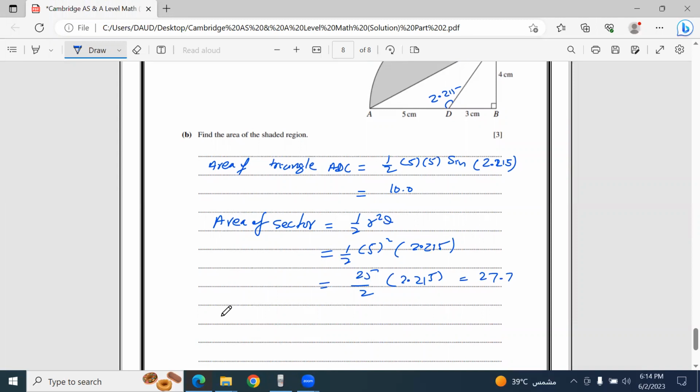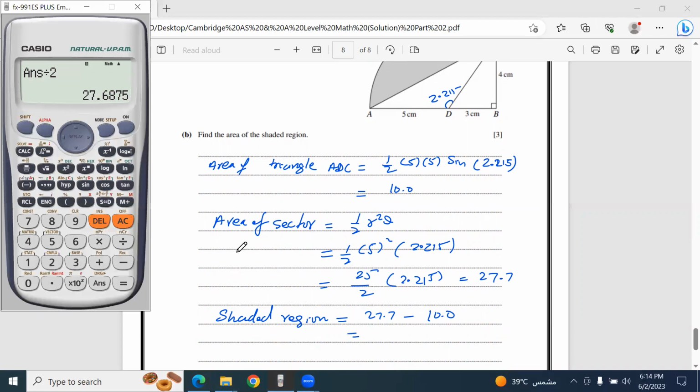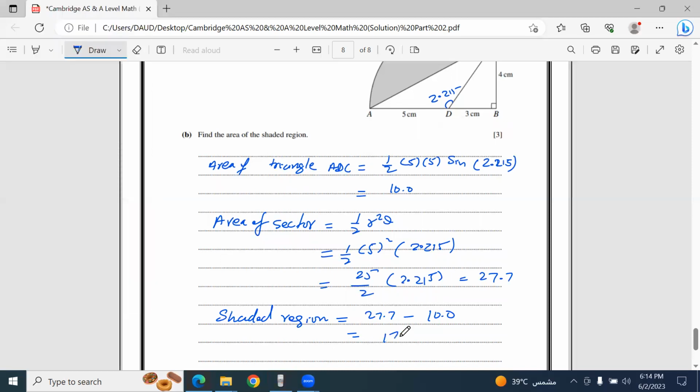And the last answer which we are looking for is the shaded region. So the shaded region is the area of the sector, 27.7, minus the triangle, 10.0, which gives me 17.7. So this is the required shaded region.